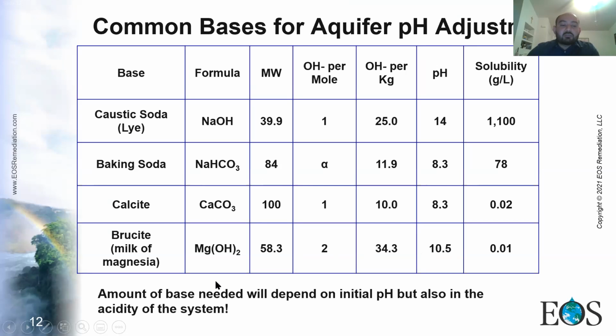And we need to remember as well that the amount of base needed will depend on the initial pH and also on the acidity of the system. The dissolved species that make up the acidity of the system will tell you in the end if you need more base than expected to equilibrate the pH of the aquifer.